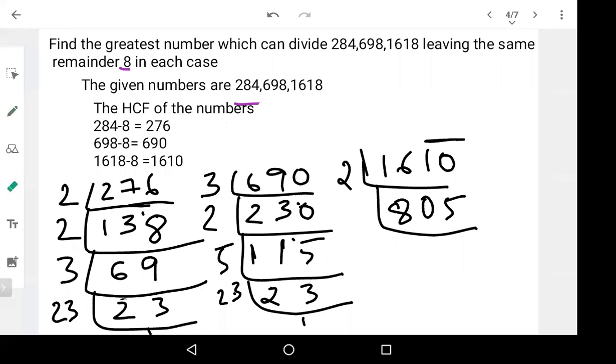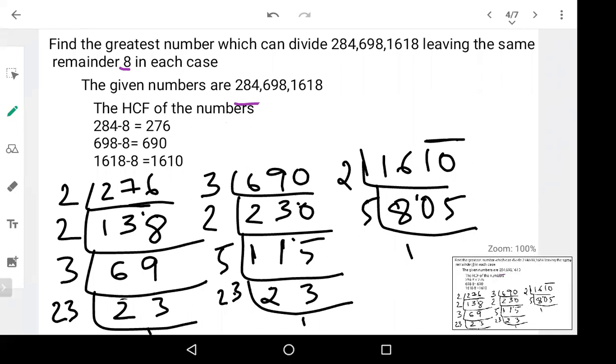Think properly. How will it go with 2? 2 4s are 8. Then you have 5 at the end. If you have 5 at the end, you cannot divide that by 2. We will take 5. 5 ones are 5. And then you have 1 at the carryover. So 5 twos are 10.